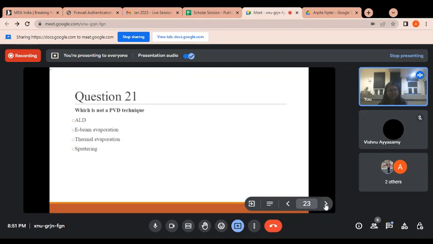At least try now. What is the right answer? So the right answer is AD. Because e-beam evaporation, thermal evaporation and sputtering are all PVD techniques, and only the ALD process, atomic layer deposition, is not a PVD technique.